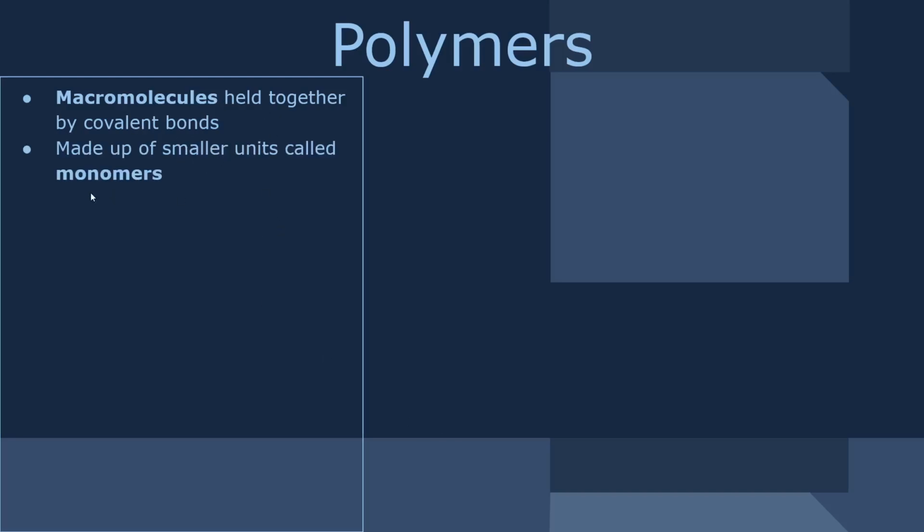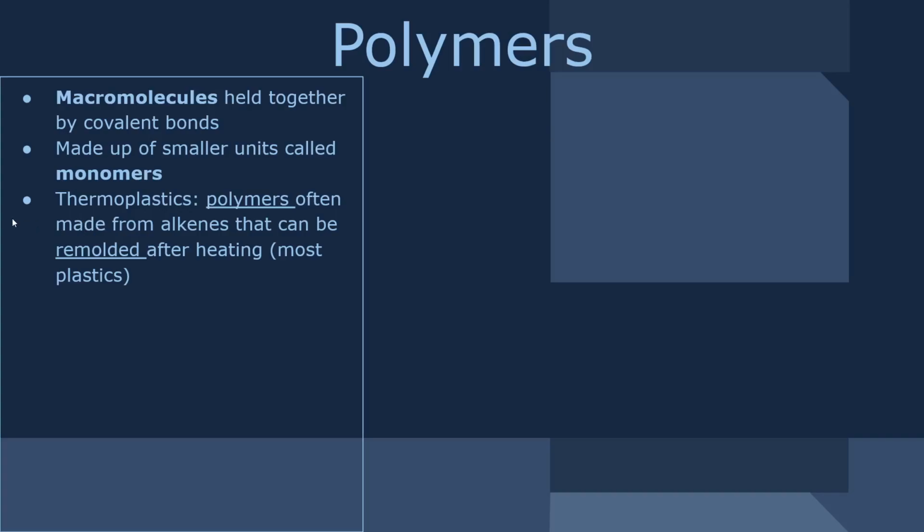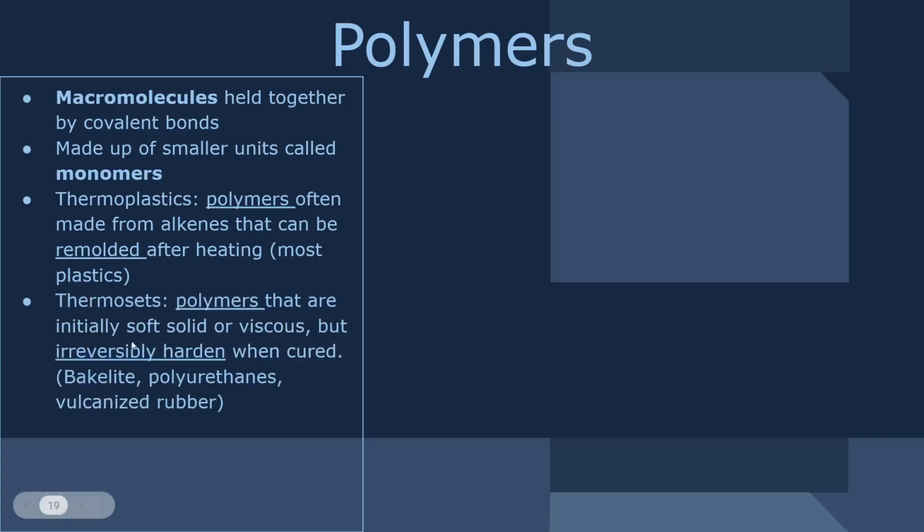Lastly, the final thing that we need to talk about in S2 is polymers. Polymers are macromolecules held together by covalent bonds. They are made up of small units called monomers, and they can form stuff like thermoplastics, which are polymers often made from alkenes that can be remolded after heating, which is most plastics, and thermosets, which are polymers that are initially soft, solid, or viscous, but irreversibly hardened when cured.